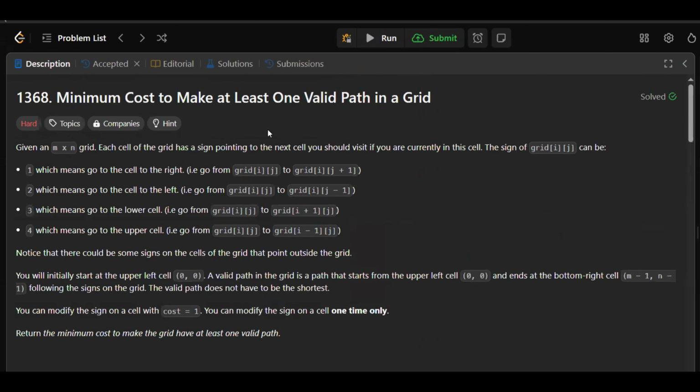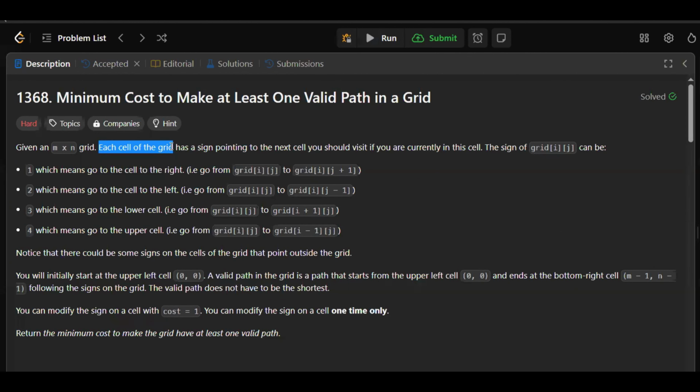Hello everyone. Welcome to the solution of LeetCode problem 1368 named minimum cost to make at least one valid path in a graph or in a grid.